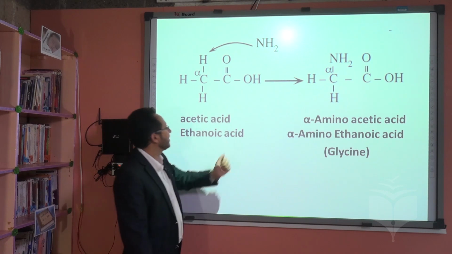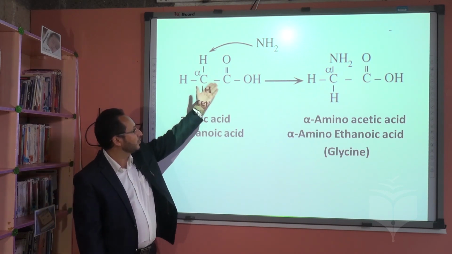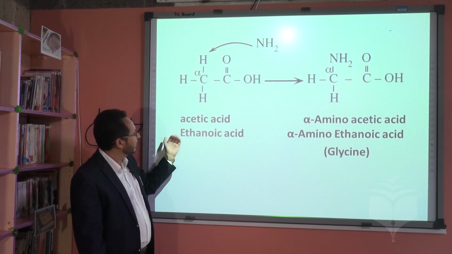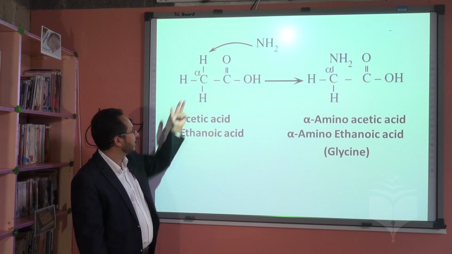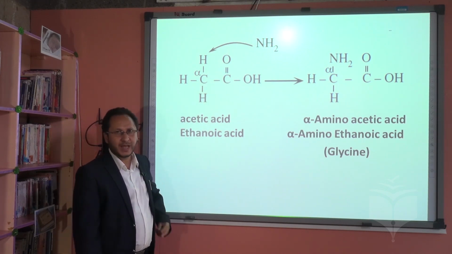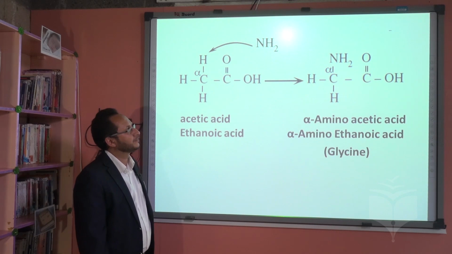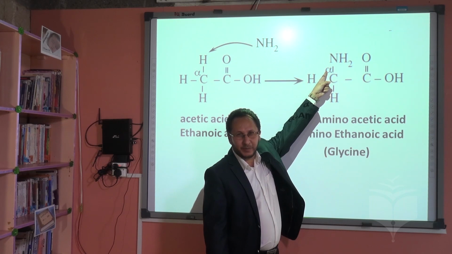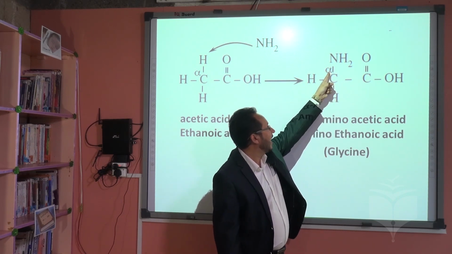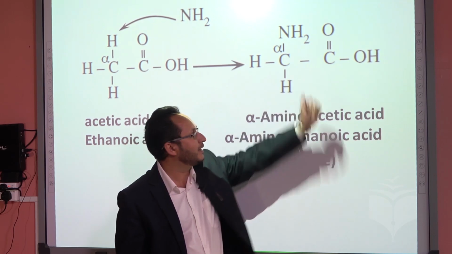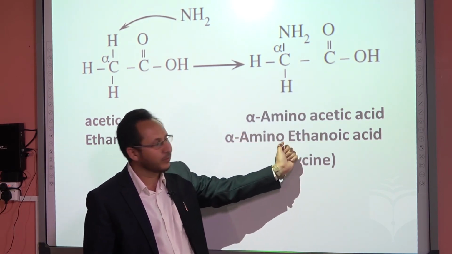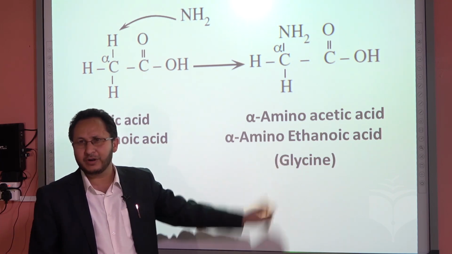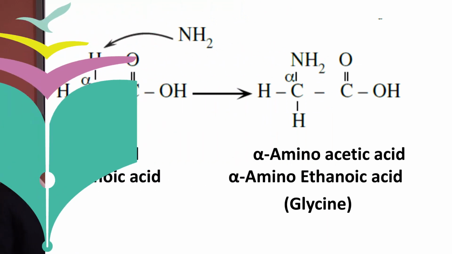In this example, it is acetic acid because you have two carbon atoms. This is a carboxylic acid, and its name is also ethanoic acid, because ethane has two carbon atoms, and "oic acid" is for the acid. Now here I replace one hydrogen atom with an amino group. That's why we call it alpha amino acetic acid, or alpha amino ethanoic acid. And it has the common name, glycine.